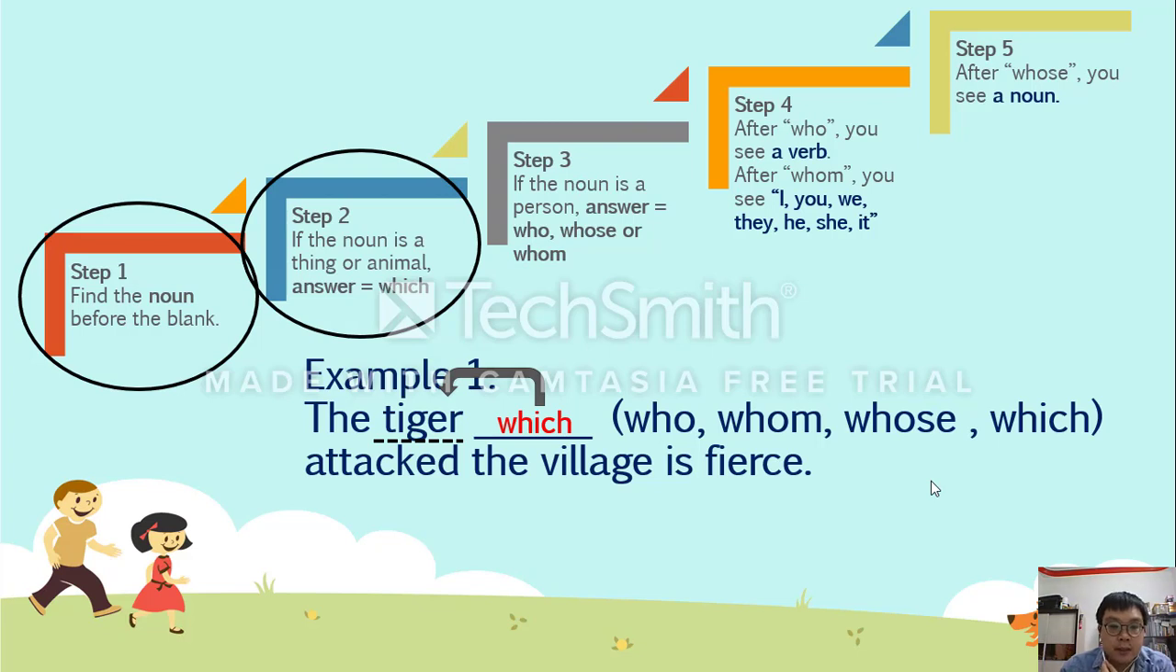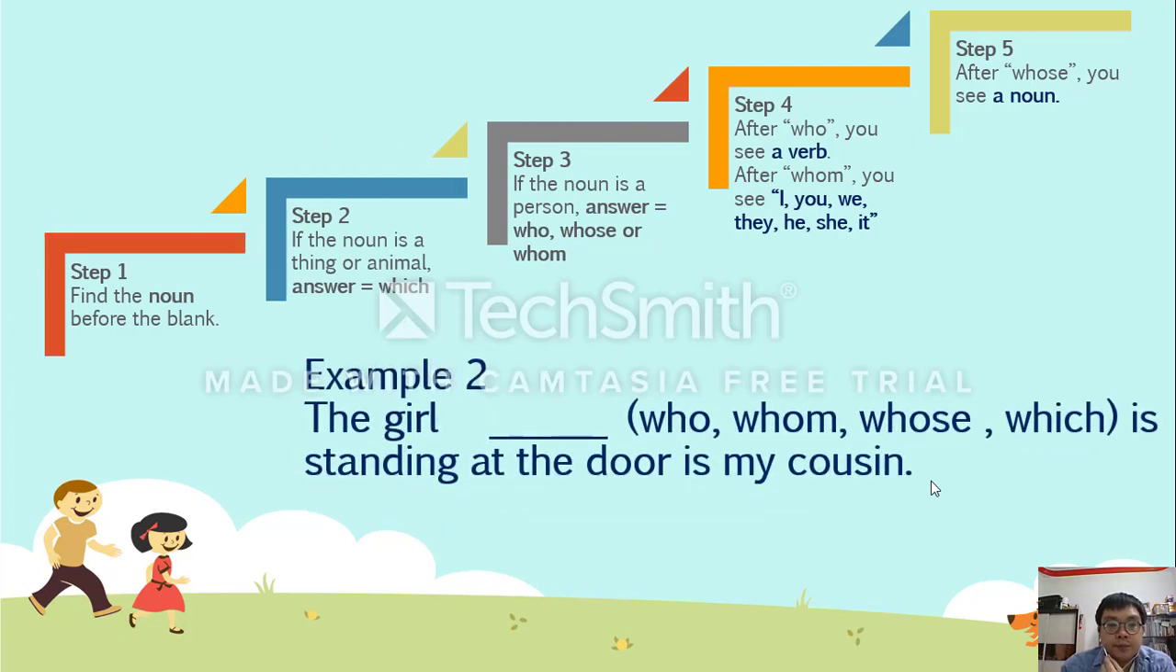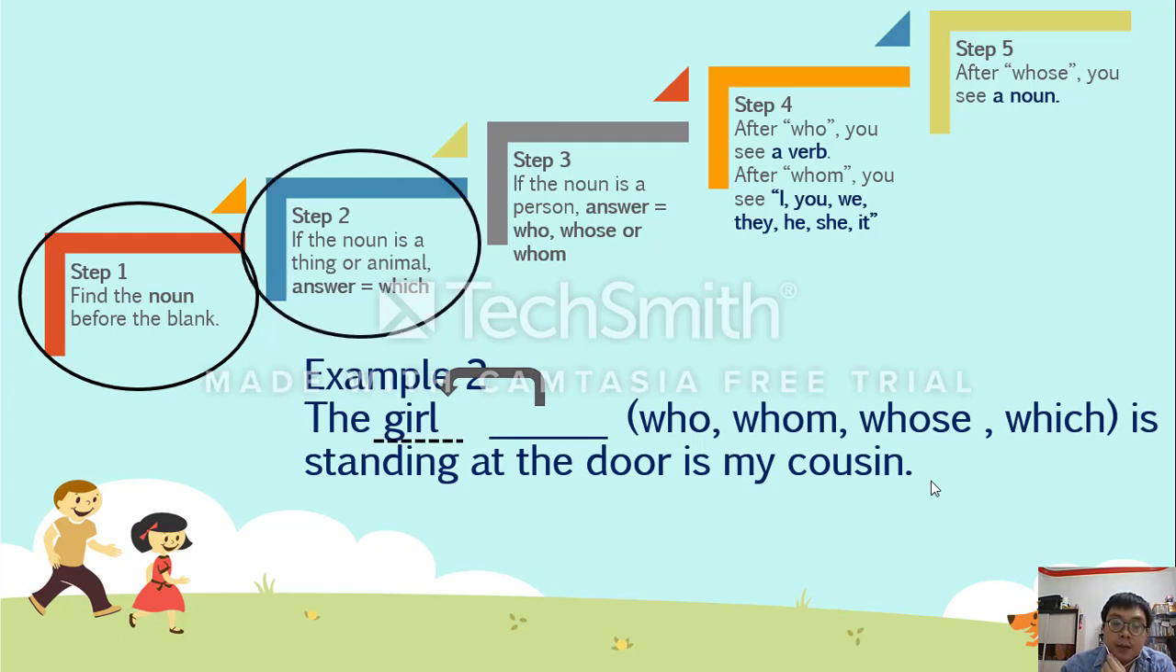Okay. Next example. The girl who, whom, whose, which is standing at the door is my cousin. Same. I have to find the noun before the blank. So before the blank, you can see a girl. Okay. Now, if the noun is a thing or animal, we use which, right? But girl is not animal. It is also not a thing. So we go to step 3. If the noun is a person, answer must be who, whose, or whom, right? Okay. Then we go to step 4.